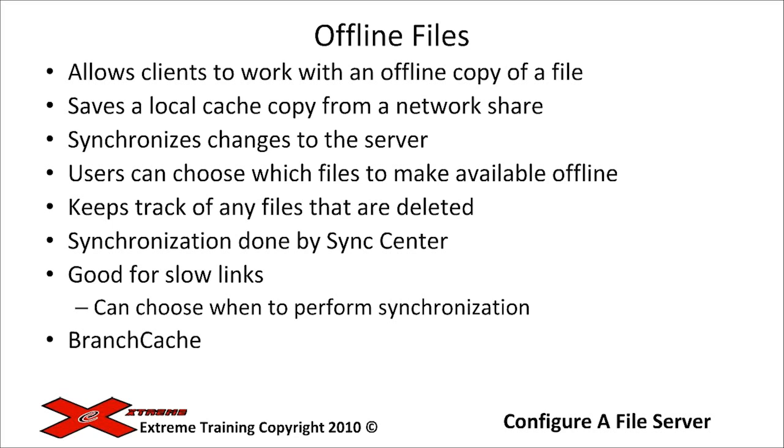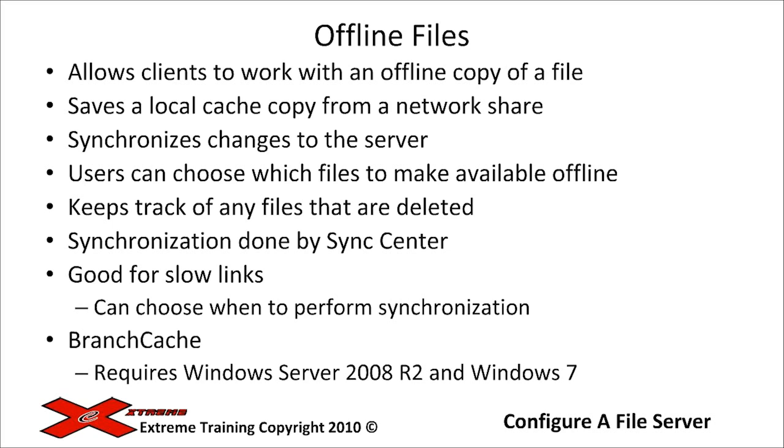Branch cache is a new feature in Windows Server 2008 Release 2 and Windows 7. Branch cache allows files to be cached between sites separated by a WAN link. If, for example, you have two users accessing the same file over a WAN link from a network share, branch cache will keep a cache copy of the file on the local server. When the second user attempts to access the file, it will be retrieved from the server's cache rather than from the network. Branch cache also offers improvements to copying files over the network.